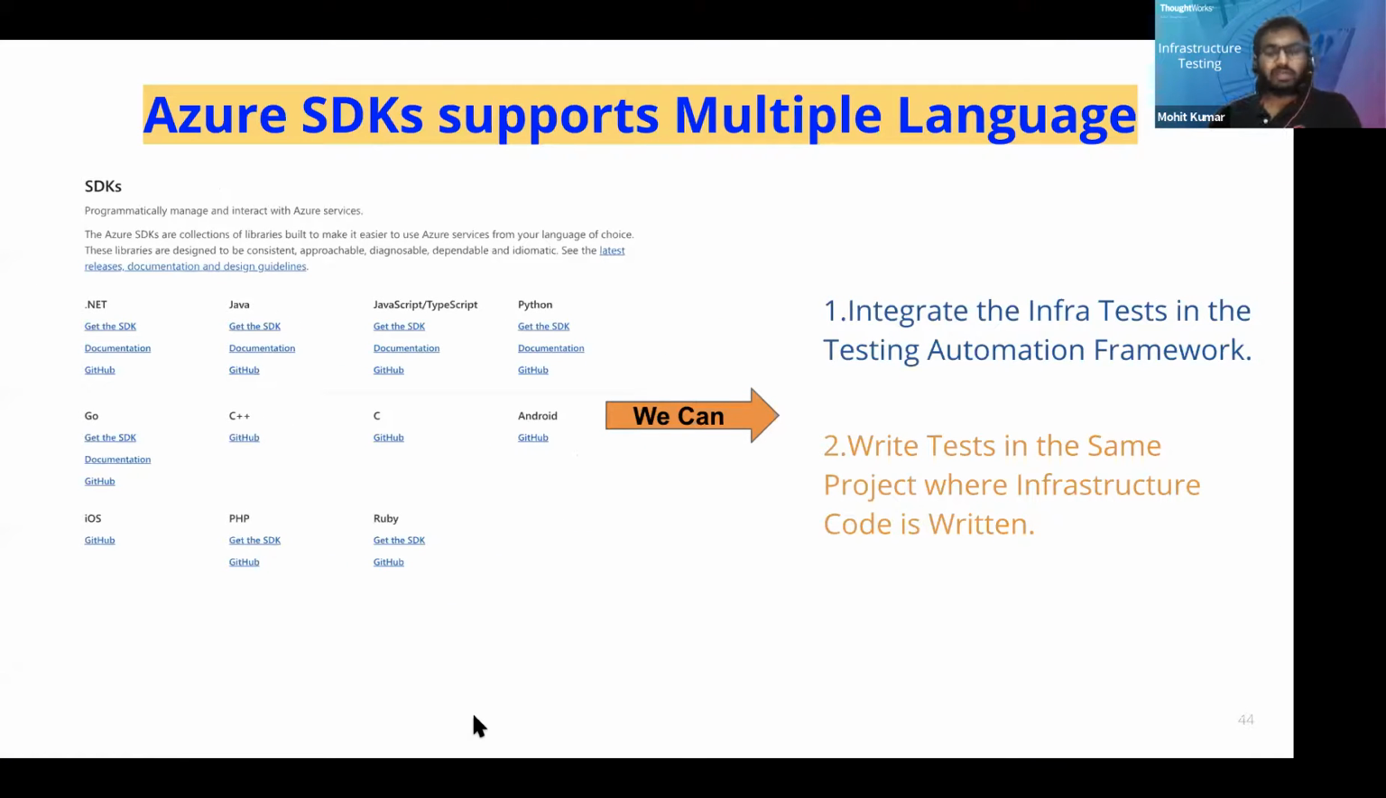So how would this be helpful for us? The first advantage: you can integrate these infra tests with the test automation framework our QA friends are already maintaining, because it supports multiple languages. Also, if you are using infrastructure as code, then you can integrate these tests with the same repository or project where your infrastructure code is written. This is one of the advantages we have using Azure SDKs.